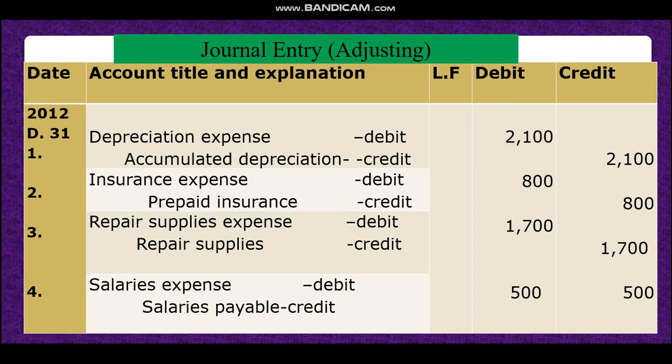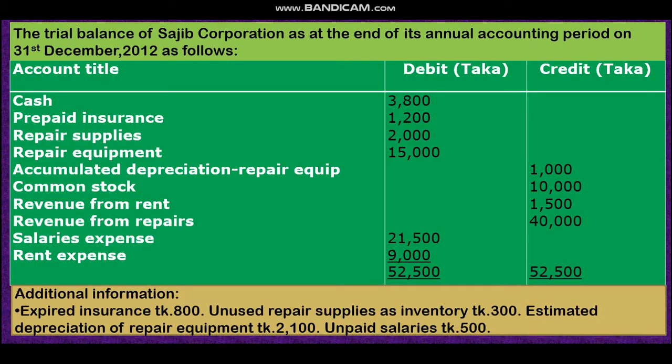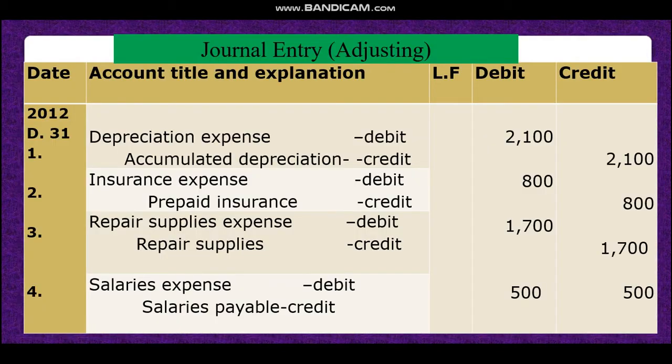Then our last adjustment is unpaid salaries 500. That means we have salaries here. We have salaries 21,500 and yet 500 is unpaid. For unpaid salaries, salary expenses debit and salary payable credit. Salary payable credit. That means liability account credit, expense account debit. These are the 4 adjusting journals.